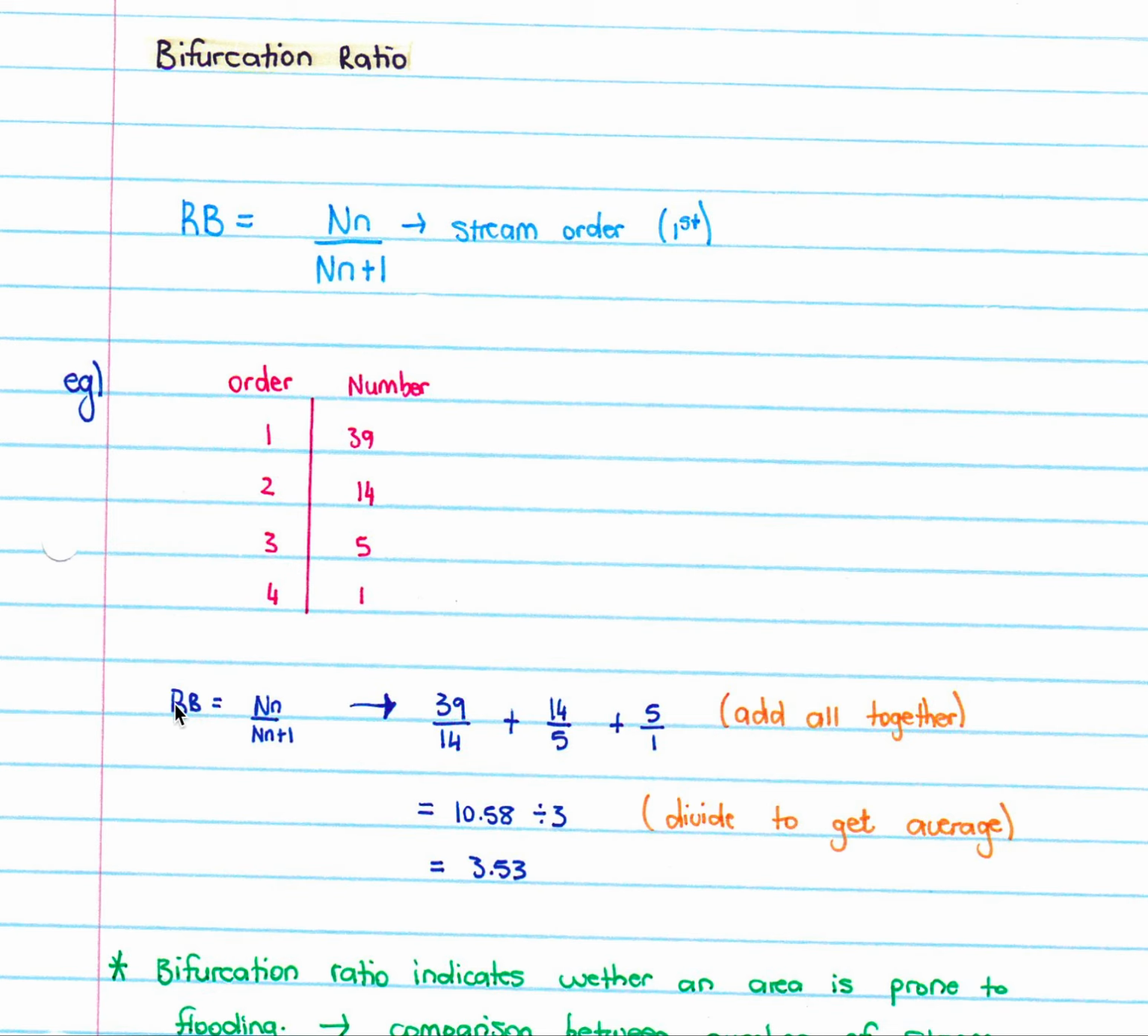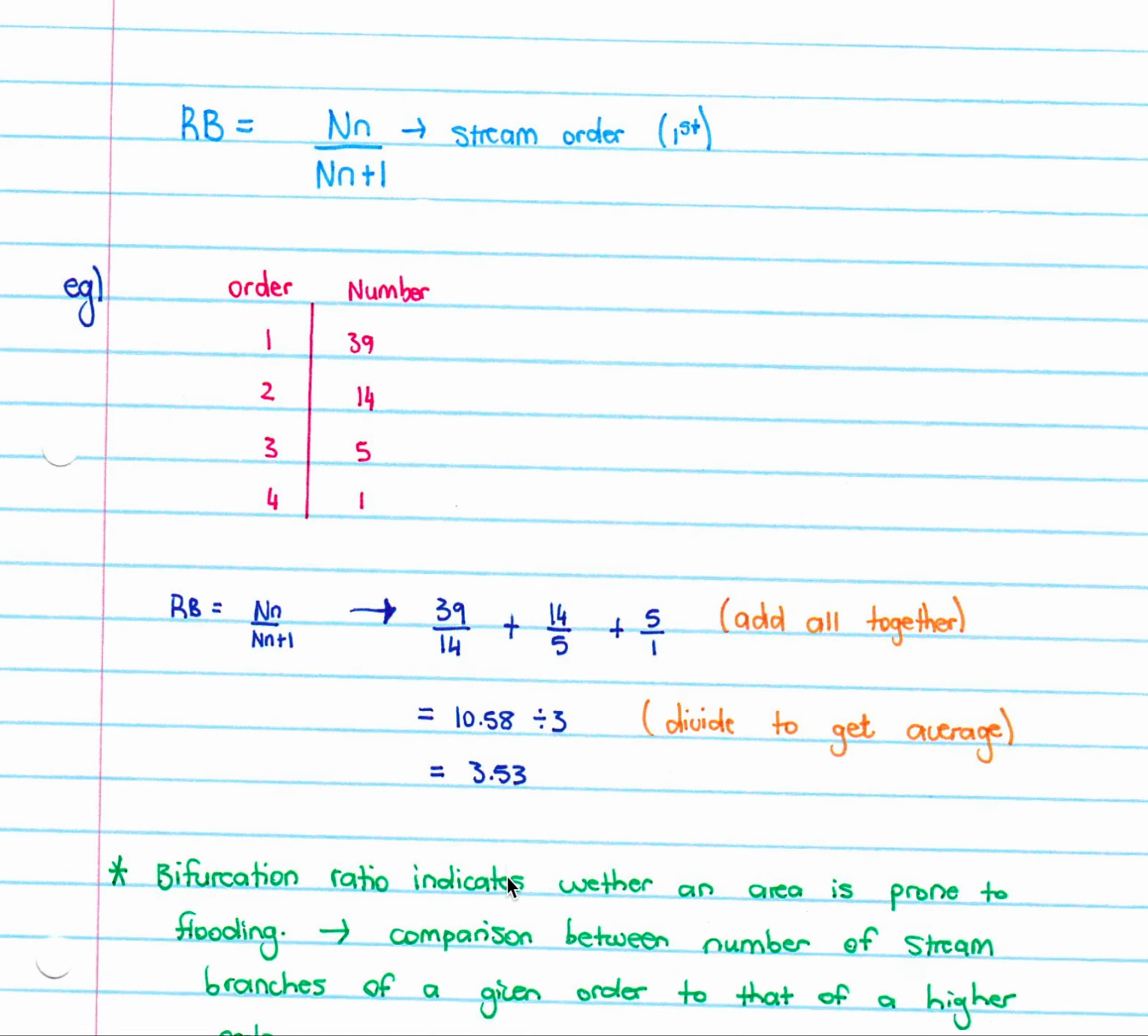In order to calculate our bifurcation ratio, we go first order over second order, plus second order over third order, plus third order over fourth order, which we can see we've done here. So we take our first over our second, second over third, third over fourth, and we add them all together. We get 10.58, and then we must divide by the number of values that we've added together, in this case 3, and we get an average of 3.53.